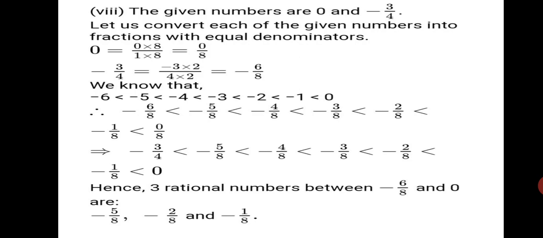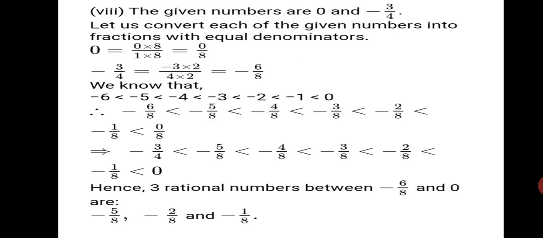As we can see, minus 3 is upon 4, but we choose 8. So minus 3 upon 4, if we want to make denominator 8, we will have to multiply by 2. And 0, we will have to multiply by 8 to get denominator 8. So 0 is equal to 0 into 8 upon 1 into 8 is equal to 0 upon 8. So we got 0 upon 8. Now minus 3 upon 4 multiply by 2, you get minus 6 upon 8. Okay. So between 0 upon 8 and minus 6 upon 8, we are going to compare.